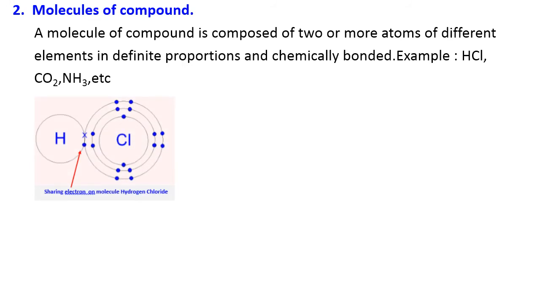This is the figure for the formation of hydrogen chloride molecule. As we can see from the figure, as shown by the red arrow, there are two electrons sharing. The two electrons sharing for hydrogen is to obey the duplet rule, and for chlorine, the sharing electron at the third shell is to obey the octet rule. So the stability can be achieved.